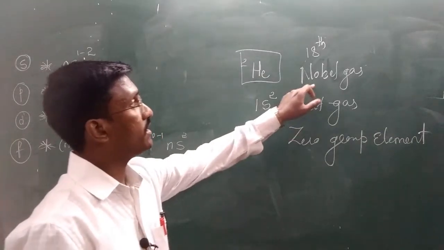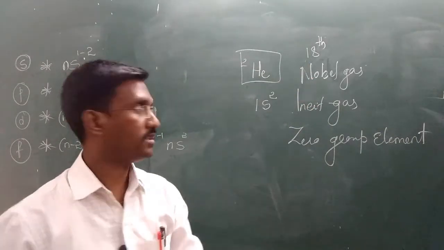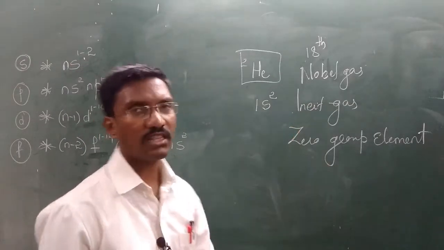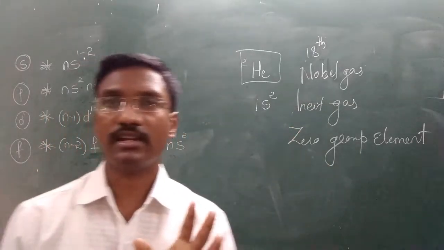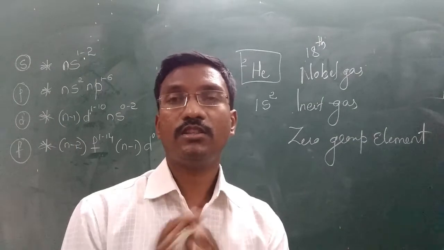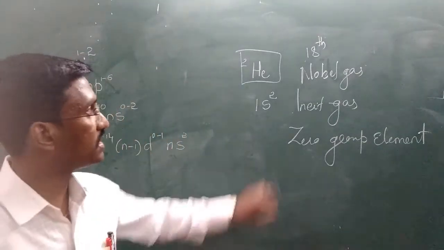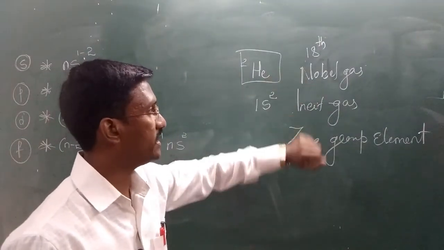Noble gases are rarely available on the earth. That's why they are called noble gases. Inert gases are very stable in the overall periodic table. The most stable elements are the 18th group elements. That's why they are called inert gases.